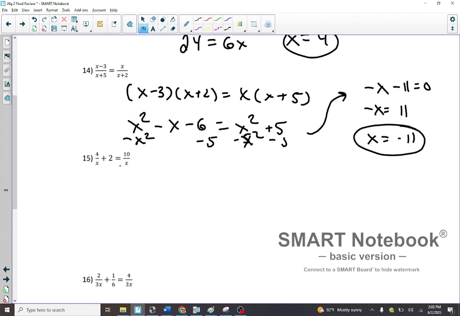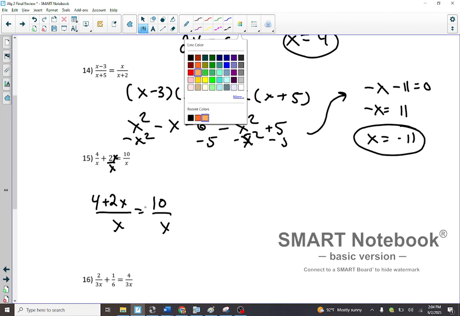Next one, we need to make all the denominators the same. So I got to put an x here. If I do that, I have to put the x on top. You could think of it as multiplying x and x. And then combine the fractions. So it's 4 plus 2x over x equals 10 over x. Because the x's are the same on the bottom, I could cancel them out.